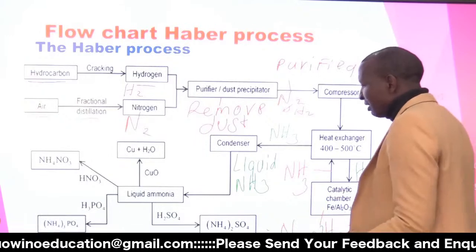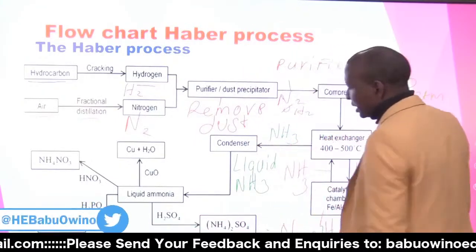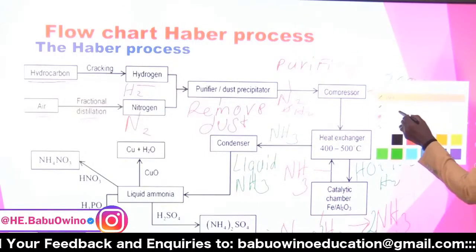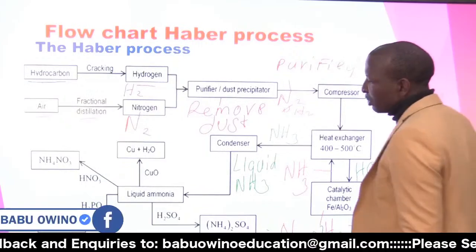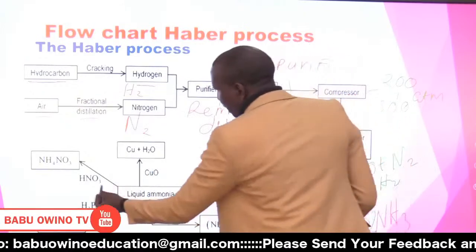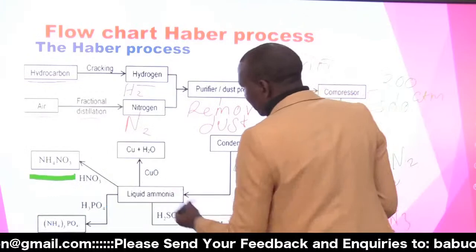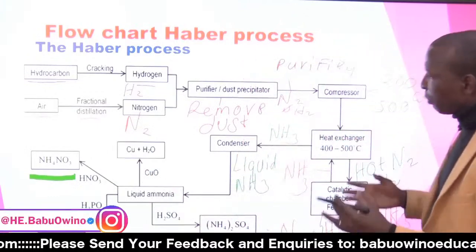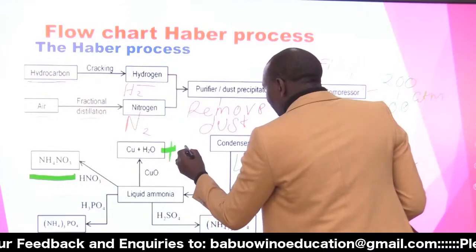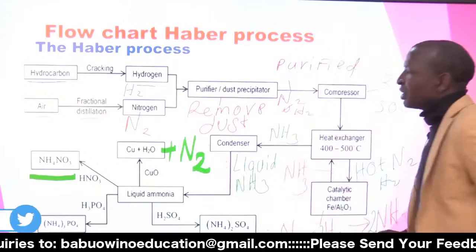If you're going to see later in the chemical properties of ammonia, you remember that ammonia reacts with sulfuric acid to form ammonium sulphate. Ammonia also reacts with phosphoric acid to form ammonium phosphate. Ammonia reacts with nitric acid to form ammonium nitrate, and ammonia reacts with copper oxide to form copper plus water plus nitrogen gas. It's also another product that is formed there.